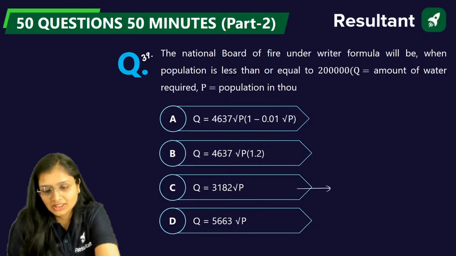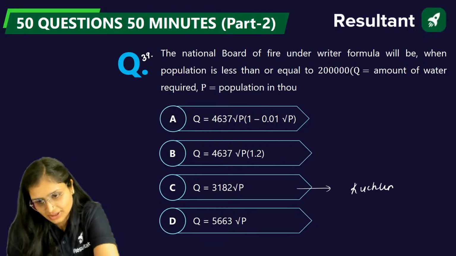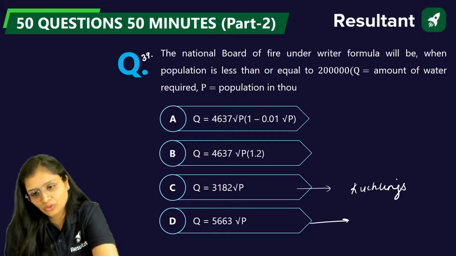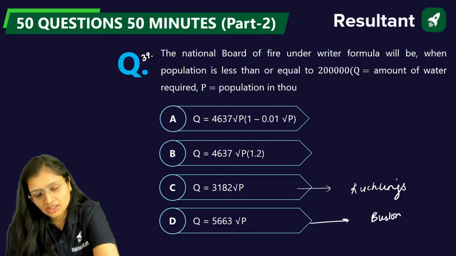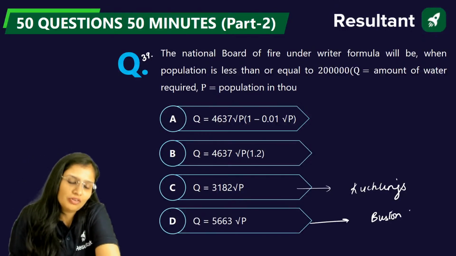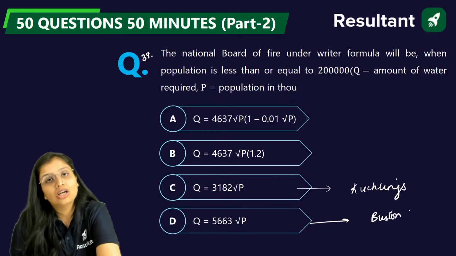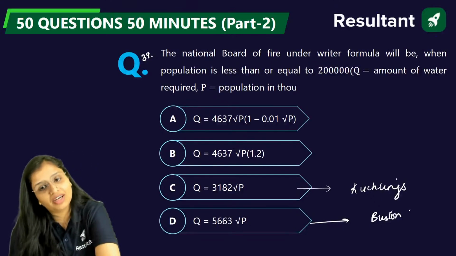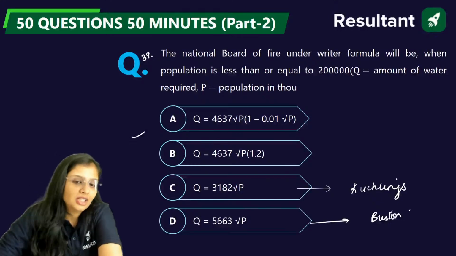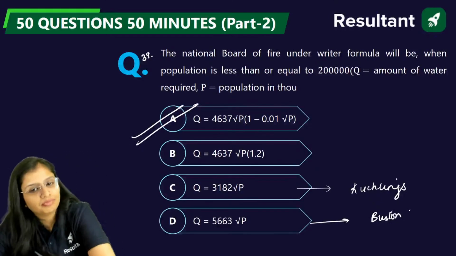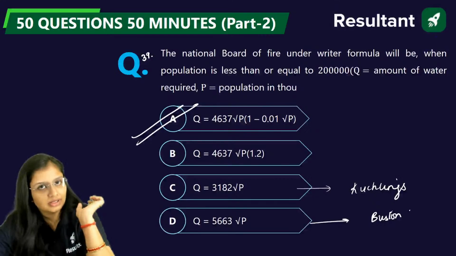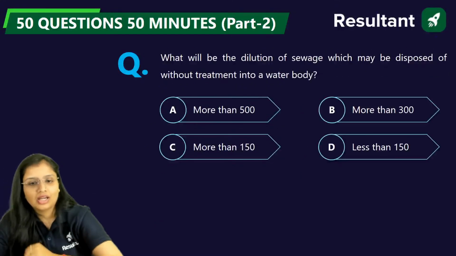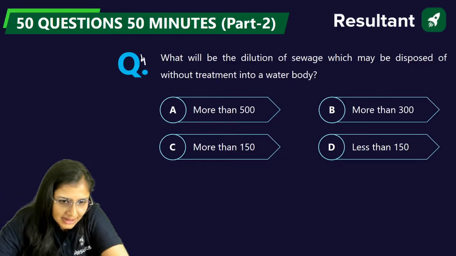3182 root P, this is for Kuchling's. 5663 root P, this is for Buston. So you have this one, National Board of Underwriters formula, that is this one, 4637 root P, 1 minus 0.01 root P. So this is the correct answer. This is population up to 2 lakhs. Okay. Question number 40, an easy one.